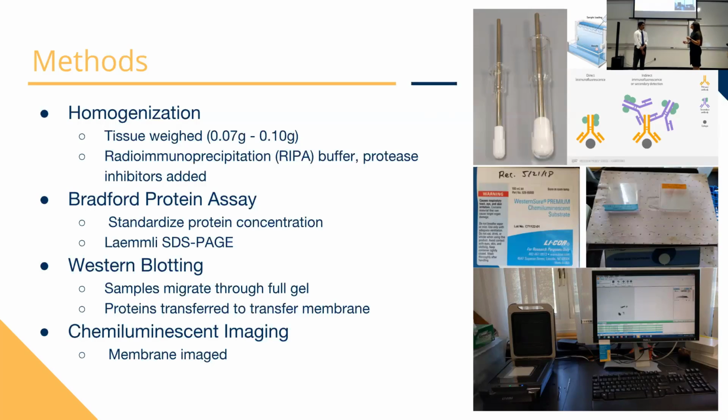And with the membrane, you're able to image through chemiluminescent imaging. Chemiluminescent imaging involves a primary and secondary. Right here, you will see a primary binding to a specific protein, and then the secondary binds to that primary, and when imaging, we're able to see the secondary come up, which will show us where our protein is on our membrane.